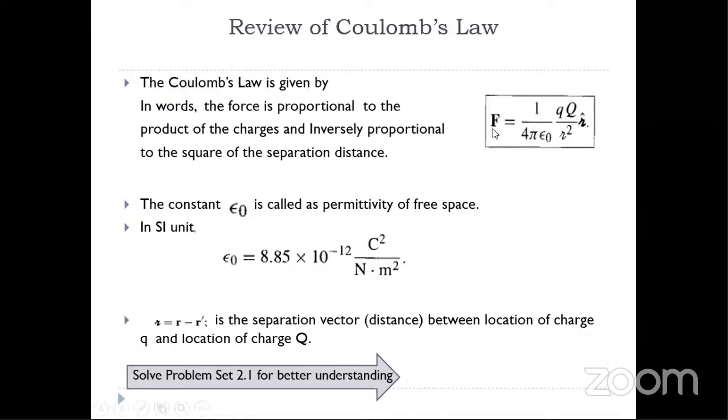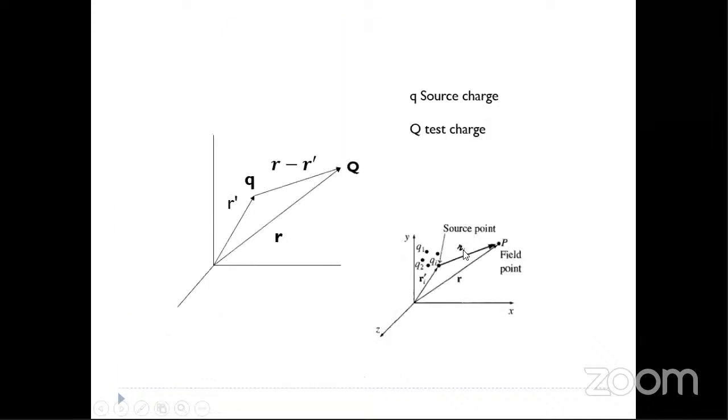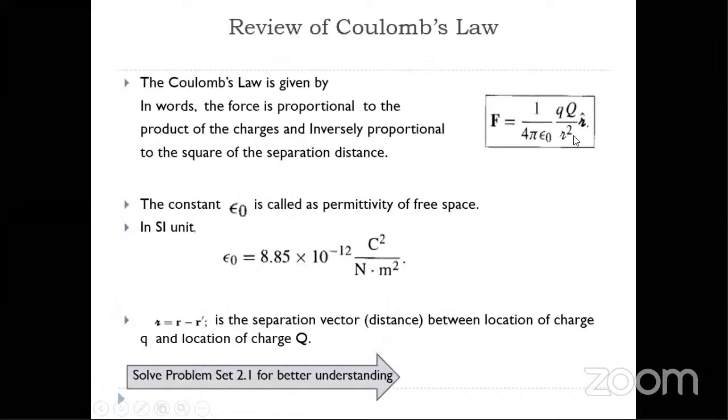So F bar is the force acting on the test charge capital Q because of the source charge small q. This force is proportional to the product of the charges, small q and capital Q, and inversely proportional to the square of the separation between them. Let me go back. What is this R? It is the distance between the charge and the test charge, the magnitude of this position vector. So it is the square of this magnitude, multiplied by the unit vector R cap.